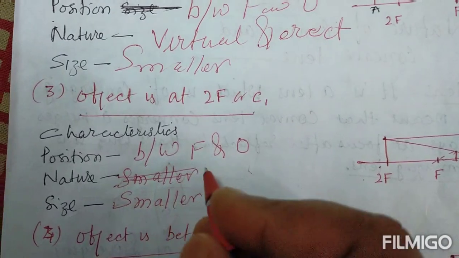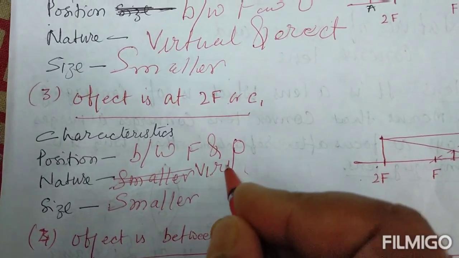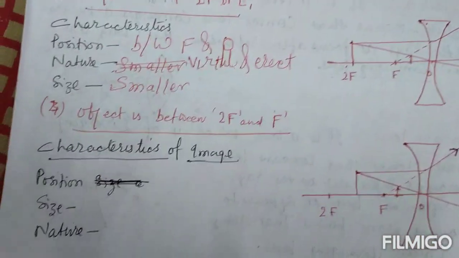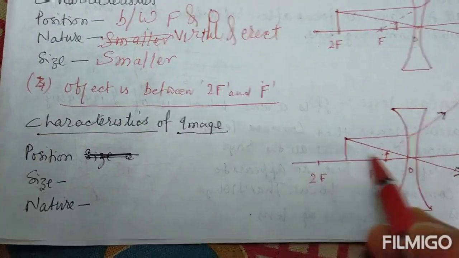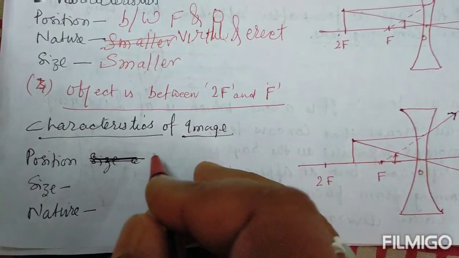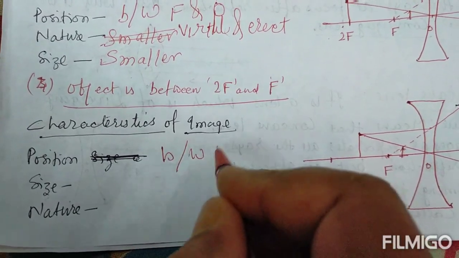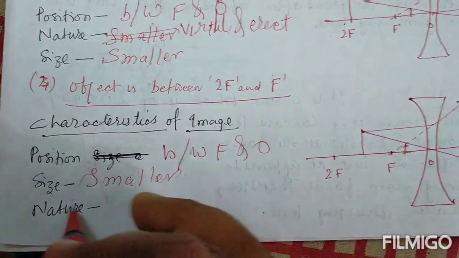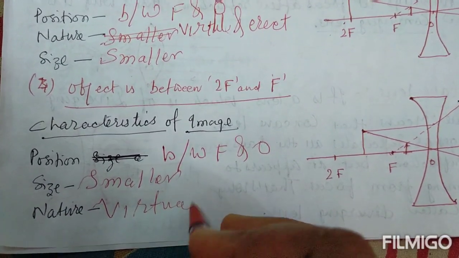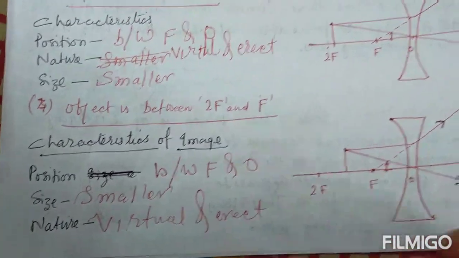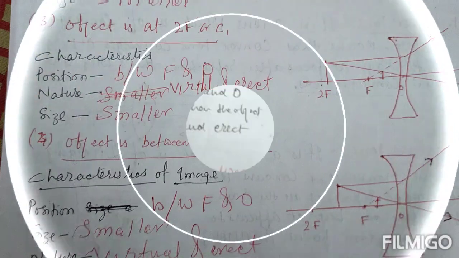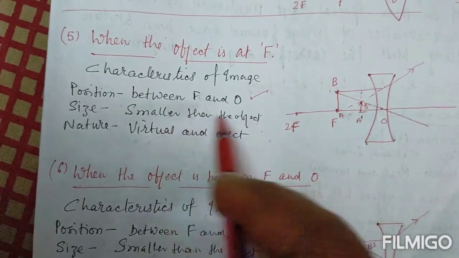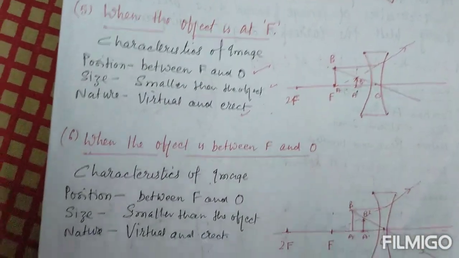Nature virtual and erect. In case of when the object is between 2F and F, position between F and O, size smaller, nature virtual and erect. Next, when the object is at F, position between F and O, smaller than the object, virtual and erect.